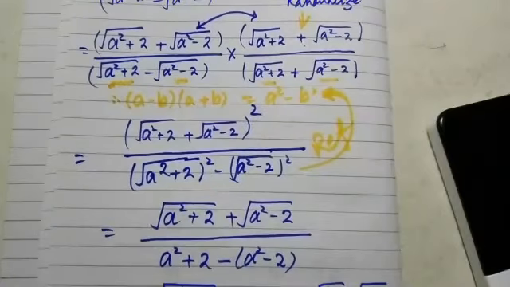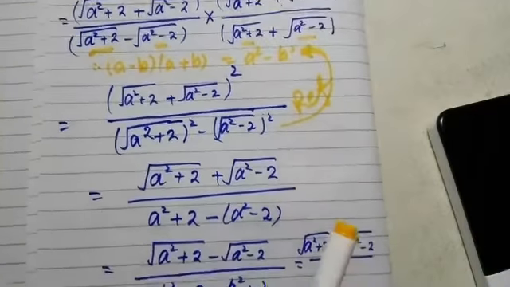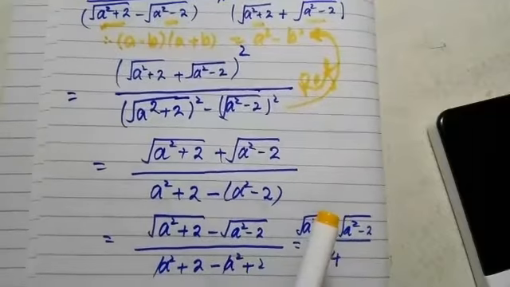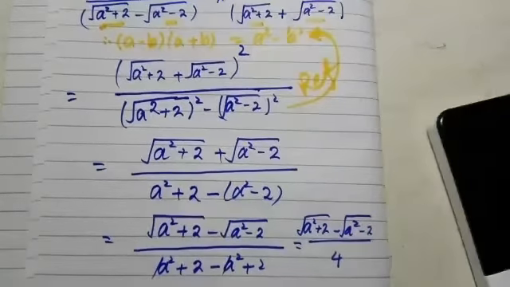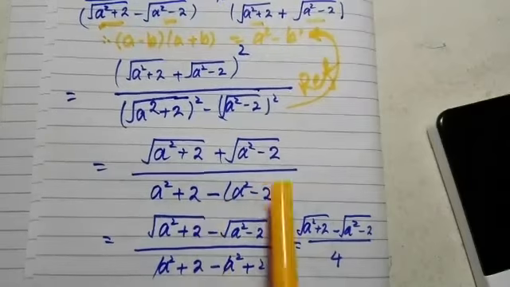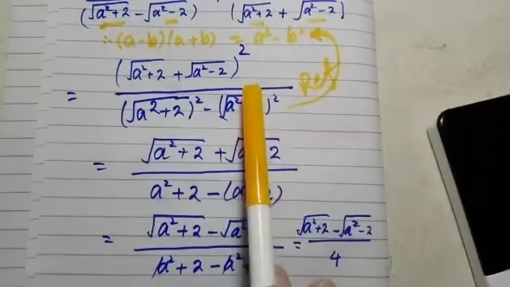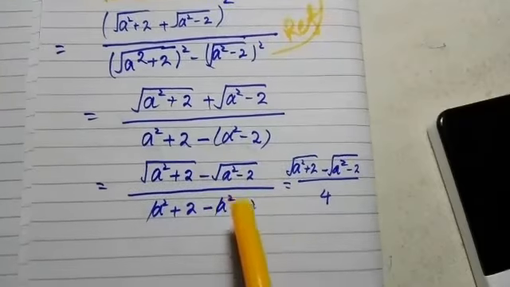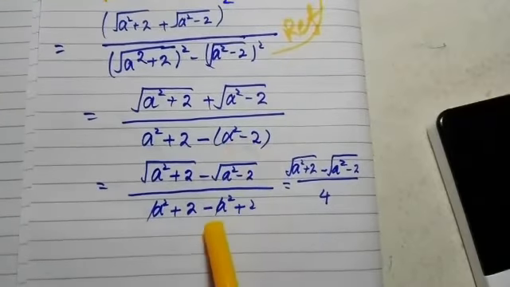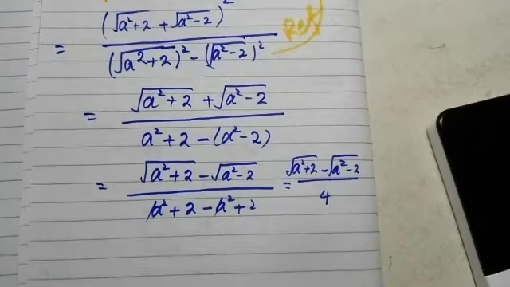Once you do it, square and square root will be cancelled, and you will find a square plus 2, and a square minus 2, with square and square root cancelled. Then you will open the bracket and the signs of the last two terms will be changed. Cancellation will be done. 2 plus 2 will become 4. Okay, now ask the question.